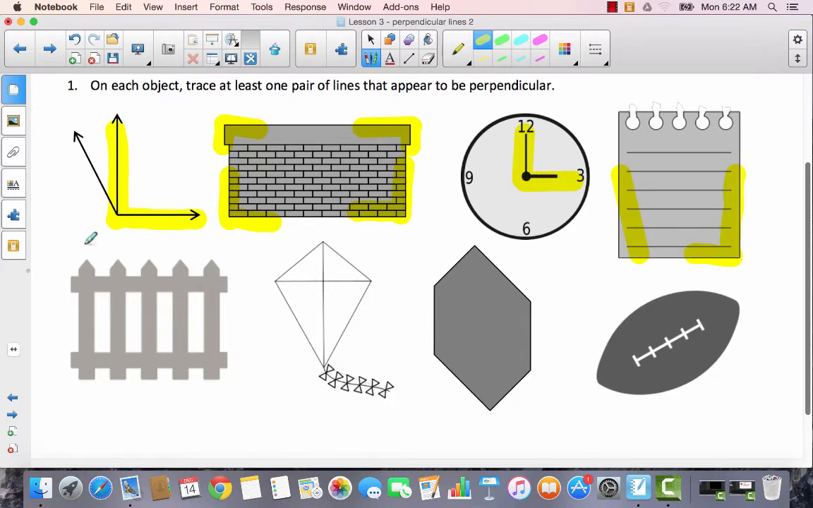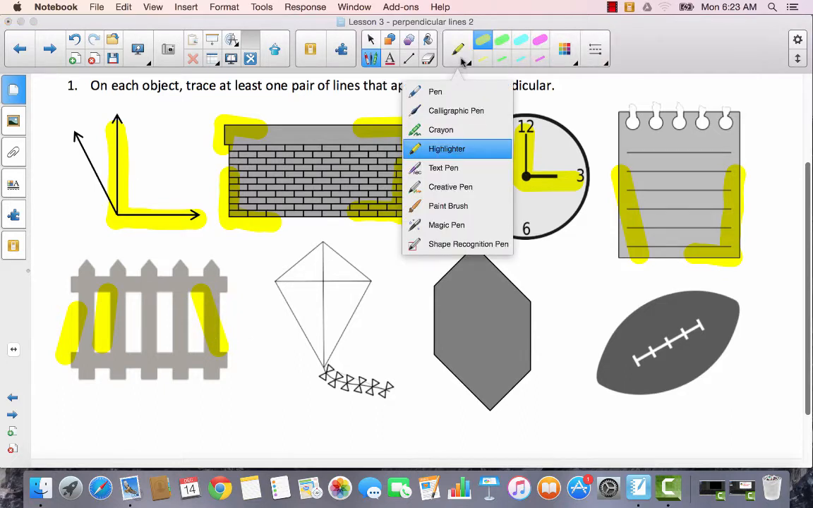On this fence, everywhere that the straight up and down fence posts meet the horizontal, every single place makes right angles. So I'm not going to try to go through here and trace every single one of them, but everywhere that the vertical posts cross the horizontal post is a right angle. Okay? All right, now let's take a look at the kite.